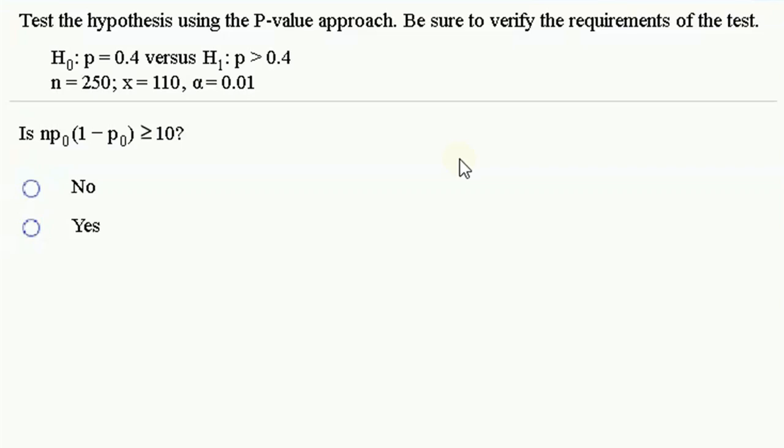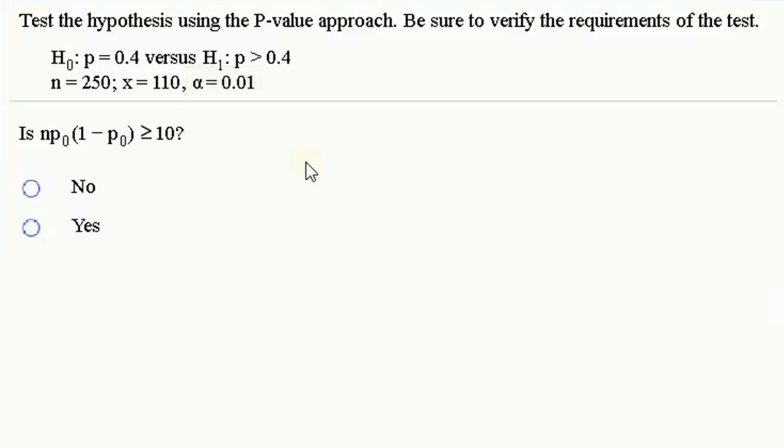Okay, using the p-value approach, we have a hypothesis test to do. The null hypothesis is that the population proportion is 0.4. The alternative is that the population proportion is greater than 0.4. We have a sample size of 250. We have a sample count, a frequency of 110. That's 110 people from the survey who said yes to whatever arbitrary survey question we asked. And the alpha level of 0.01 is the decider for whether or not to reject this null hypothesis.